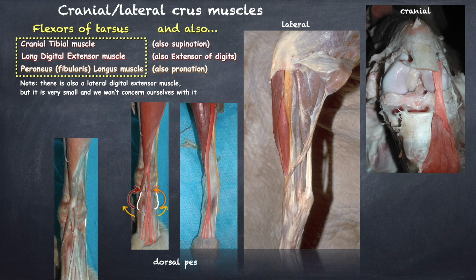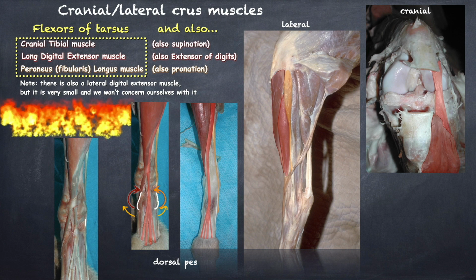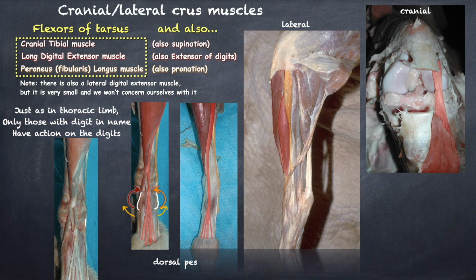There is a lateral digital extensor muscle. It's very small in the dog, so we're not going to worry about it. And just as in the front limb, only those with digit in the name have action on the digits. Okay, what is this connective tissue structure here? That's going to be the crural extensor retinaculum. And then just distal to that, we have the tarsal extensor retinaculum.